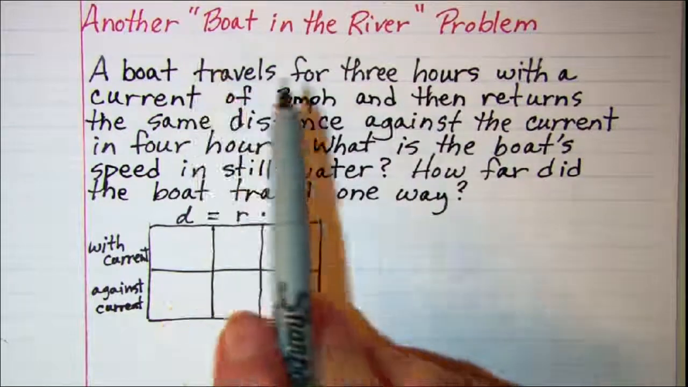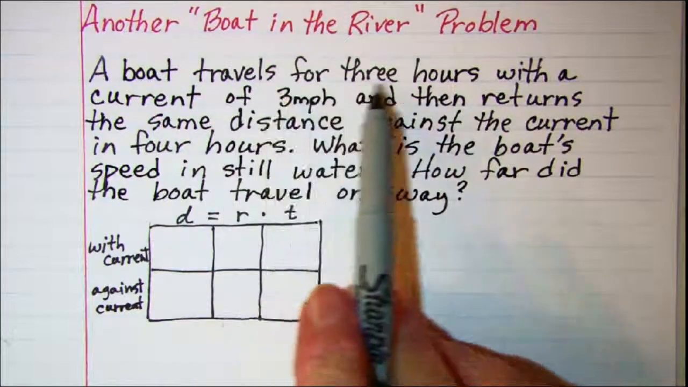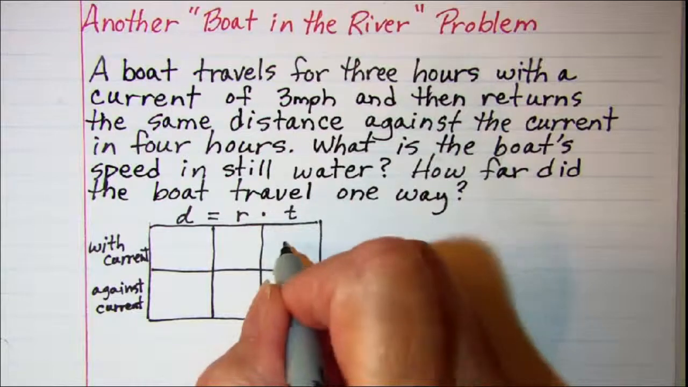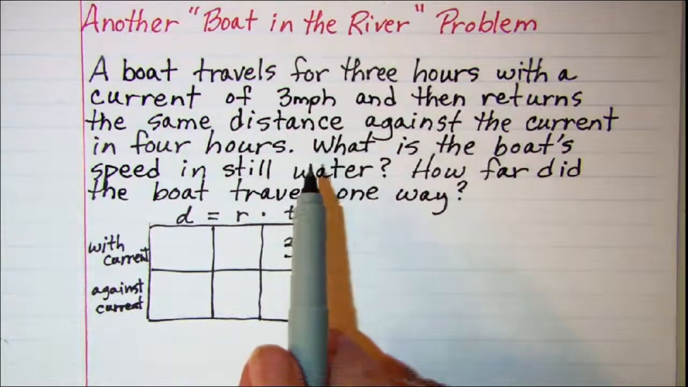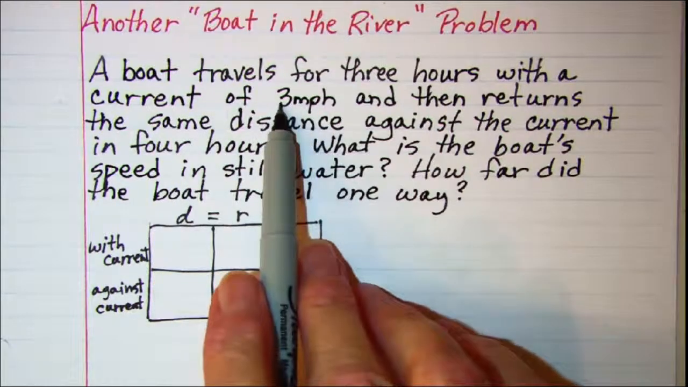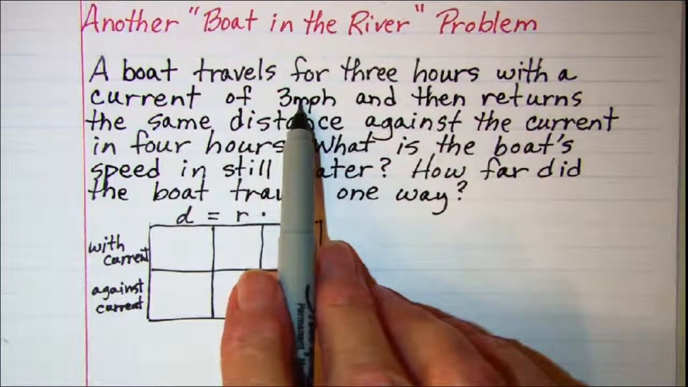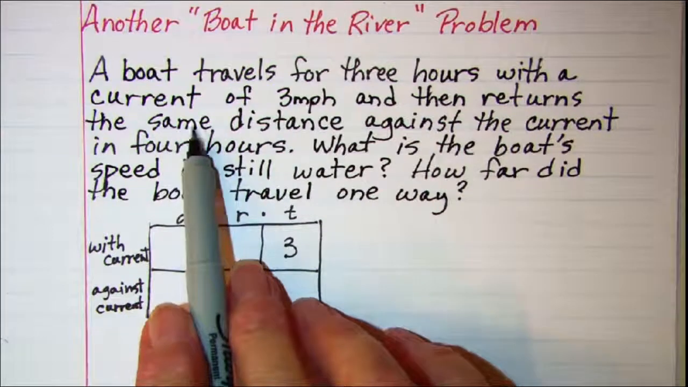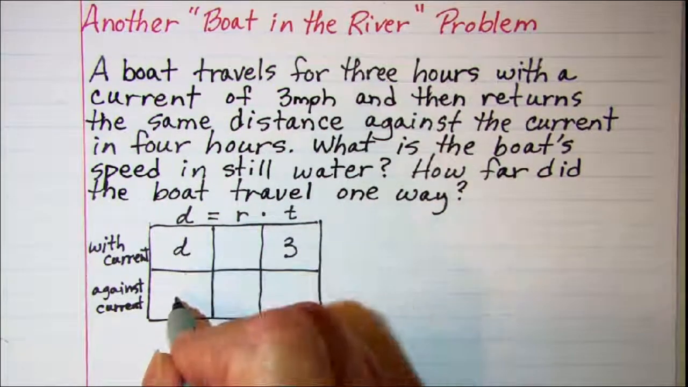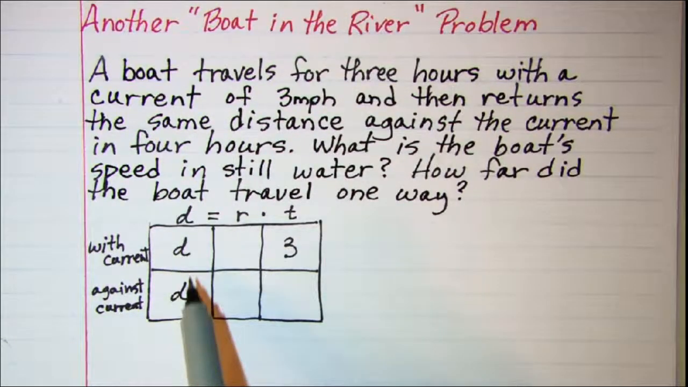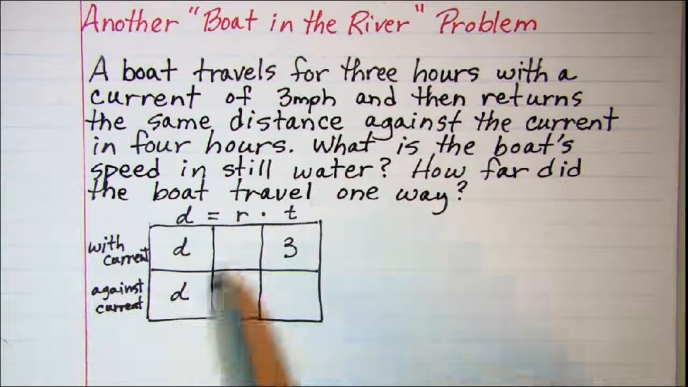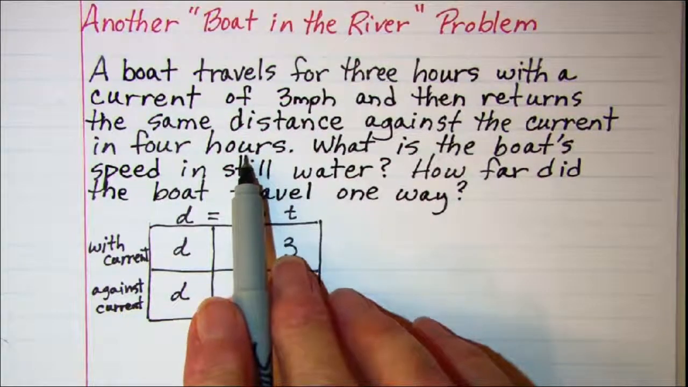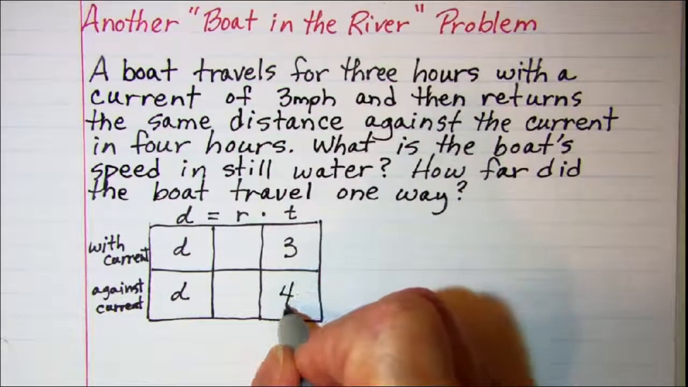Now let's read our problem again and fill in our information. A boat travels for 3 hours with the current, so our time with the current is 3 hours. I'm going to save the fact that the current is 3 miles per hour for a little bit and continue reading. Returns the same distance. The fact that we have the same distance means we'll use a variable for our distance, and we'll use d. Returns the same distance against the current in 4 hours. So the time against the current is 4 hours.